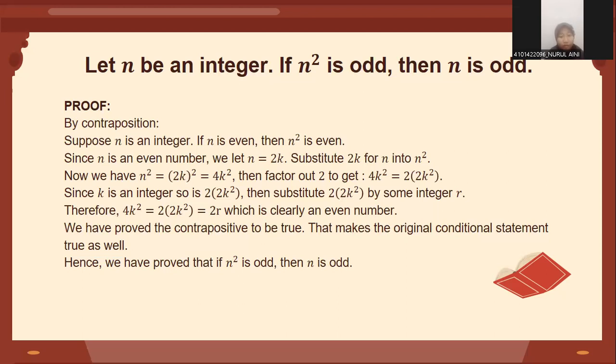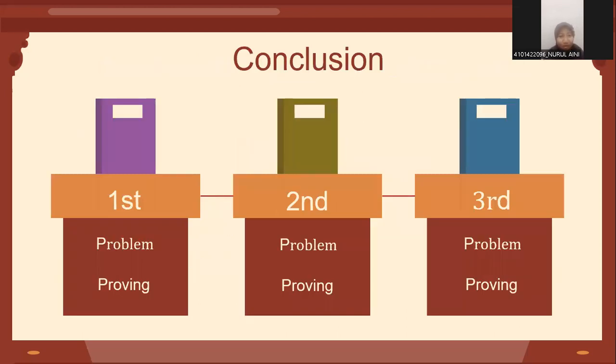So we have proved the contraposition to be true. That makes the original conditional statement true as well. Hence, we have proved that if n squared is odd, then n is odd. It's proven. Then the third one is about conclusion. This is about a problem and answer actually.